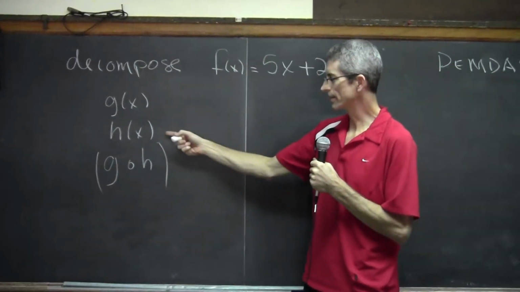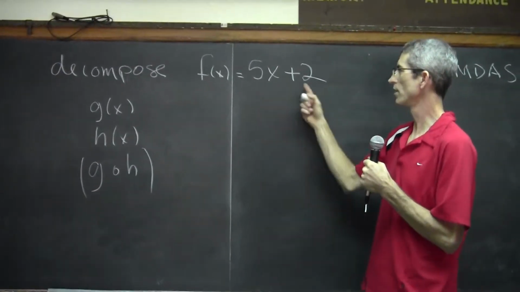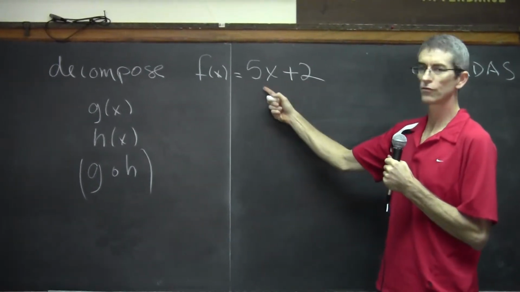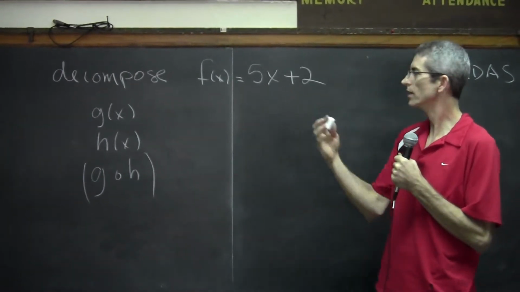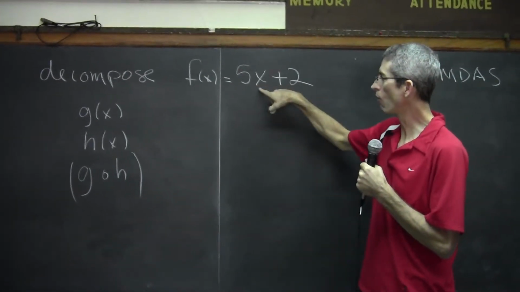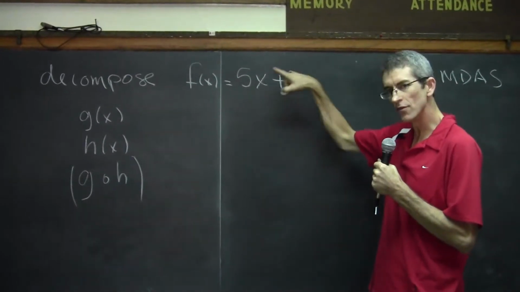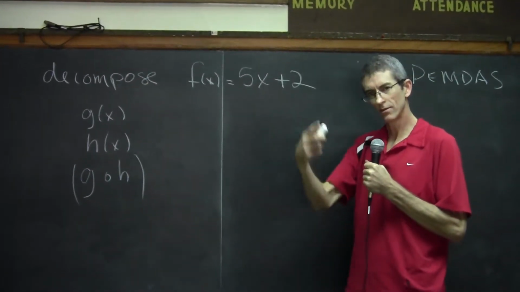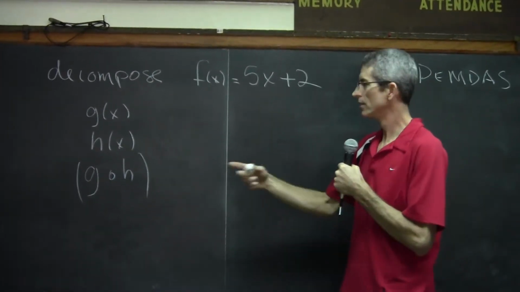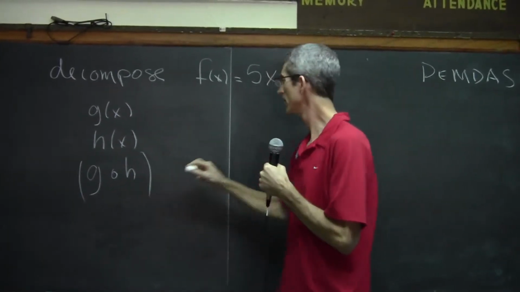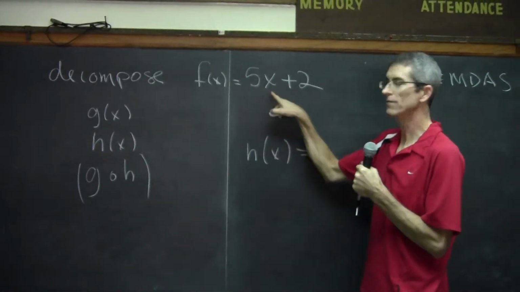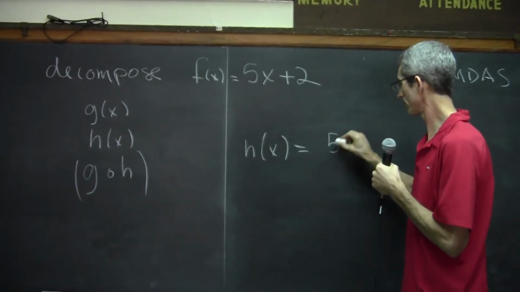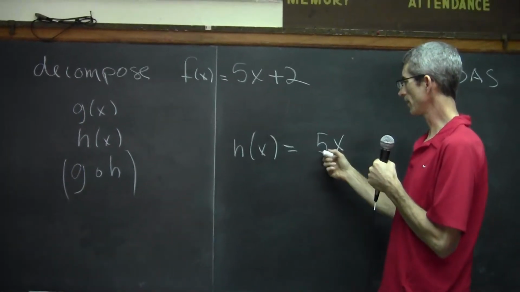So when I said order of operations, look at 5x plus 2. What are you going to do first if you were to evaluate that? Say if I give you a number, x is 3. You'd stick it into the x, you'd multiply it first, and then you'd add 2. So that's the order you want to do your composition. So let's say h is the inner one. The h of x, I'm going to do 5 times x. So that's going to do that first.